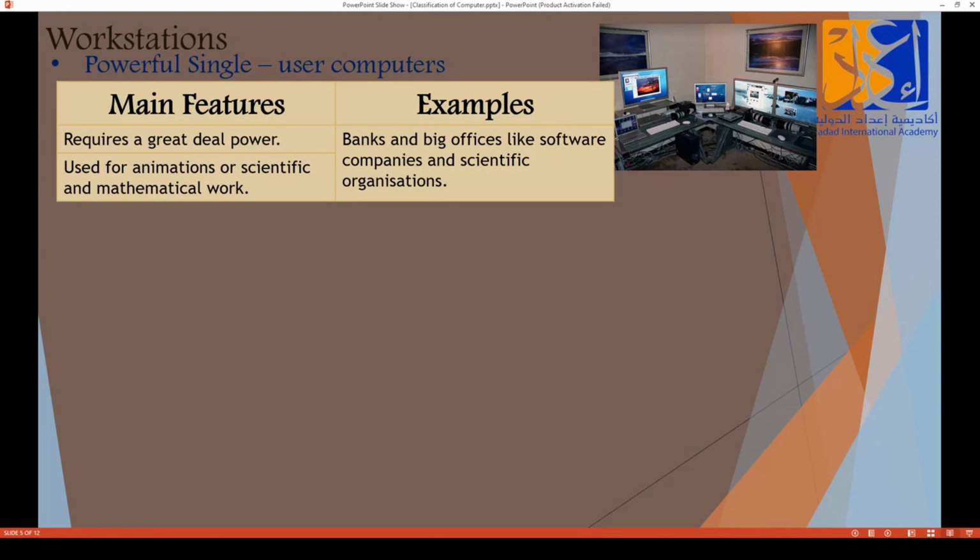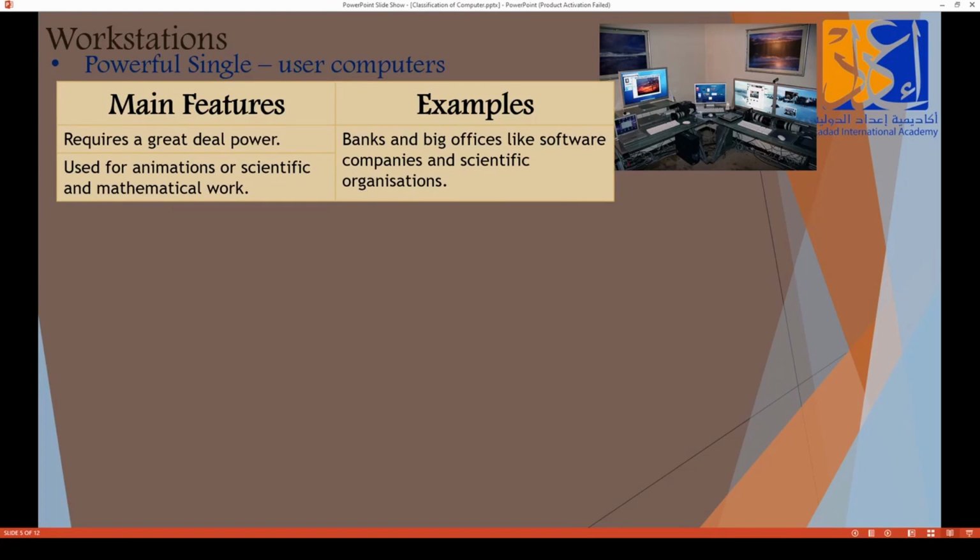Now, workstations means that it's the same as the workplace where we work and sit, but these are used for animations or scientific and mathematical work. It's usually used in banks, in big offices like software companies who make software or do some scientific research, in scientific organizations, because they need a huge workstation to work at.